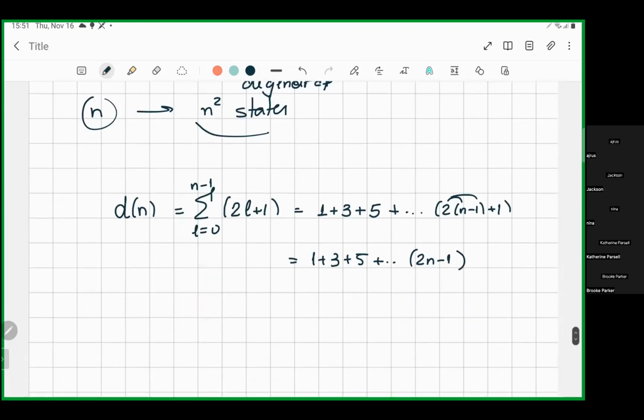And I'm sure you learned before, how do we get this sum? The first term plus the last term, multiplied by how many we have, and we have n terms, divided by 2. And then you will see that we get that n squared. Okay. So n squared degenerate states.